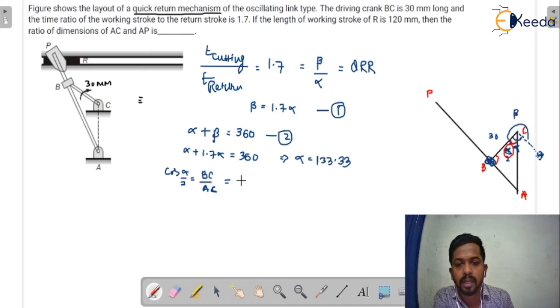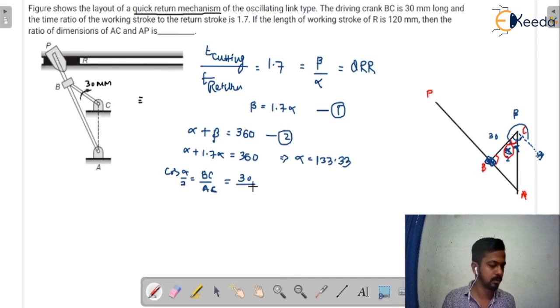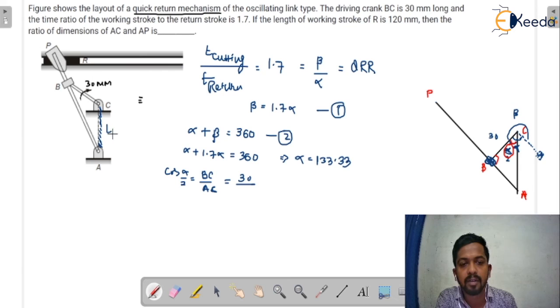So here BC is the crank length, that is also given in the question, that is 30 mm, and AC we have to find out. It is given in the question that if the length of the working stroke is 120 mm, then the ratio of dimensions of AC and AP is, what is AC? AC is basically the length of the connecting rod, and this is AP, the length of the slotted bar. So we have to find out the ratio of the connecting rod length to the slotted bar length.